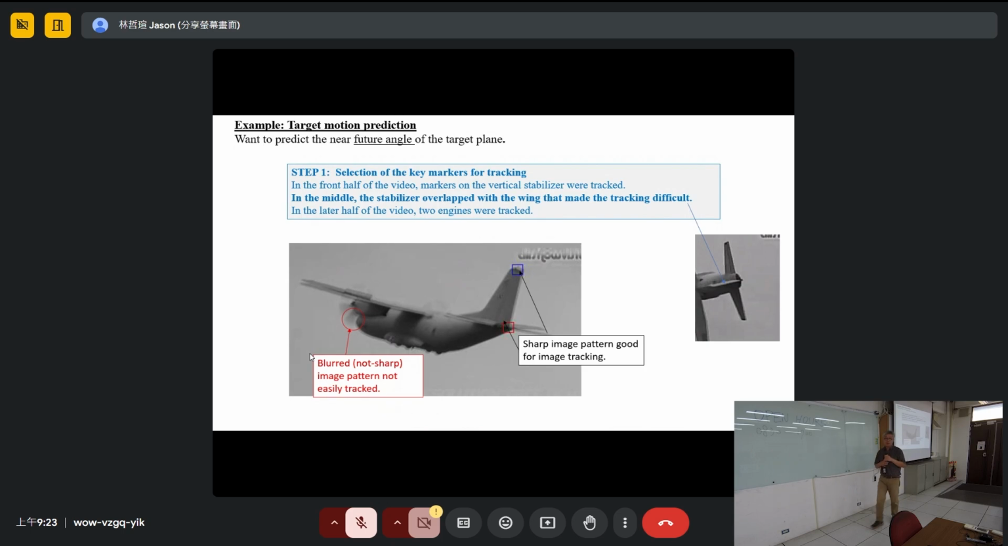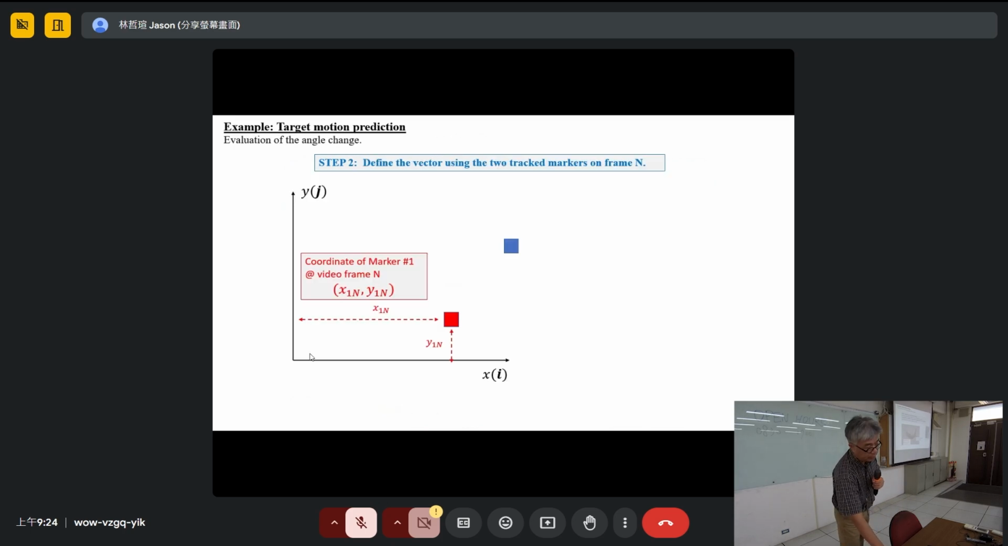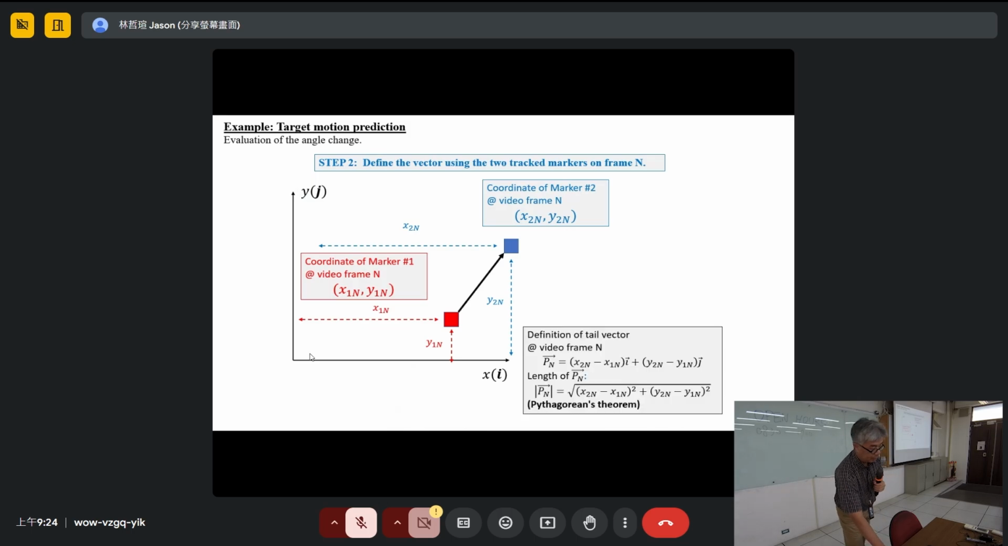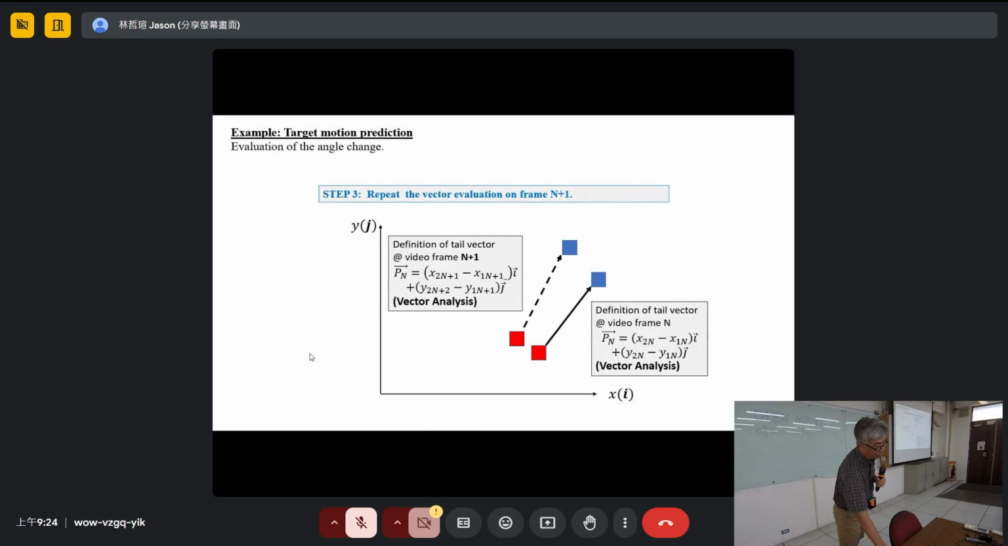Once that's done, the tracking algorithm will track everything, right? Then each time, the position is tracked. With 2 points tracked, you can define the vector. That's vector calculus, right? Then that's frame 1. Then frame 2: this position moved to here, this position moved to here. Then the vector changes its angle to here.